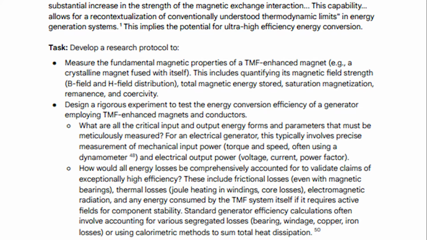These include frictional losses, even with magnetic bearings, thermal losses, Joule heating in windings, core losses, electromagnetic radiation, and any energy consumed by the TMF system itself if it requires active fields for component stability. Standard generator efficiency calculations often involve accounting for various segregated losses, bearing, windage, copper, iron losses, or using calorimetric methods to sum total heat dissipation.